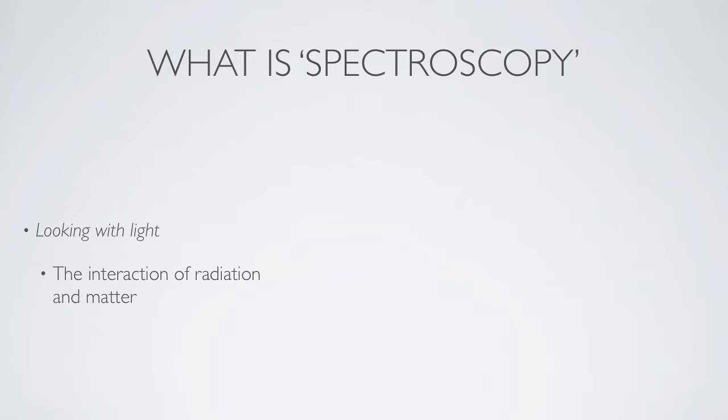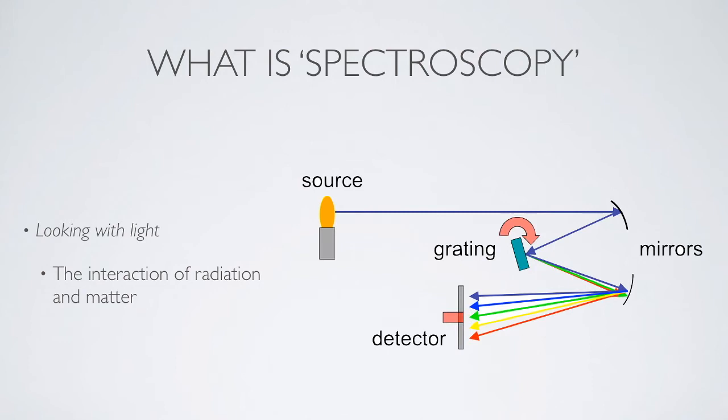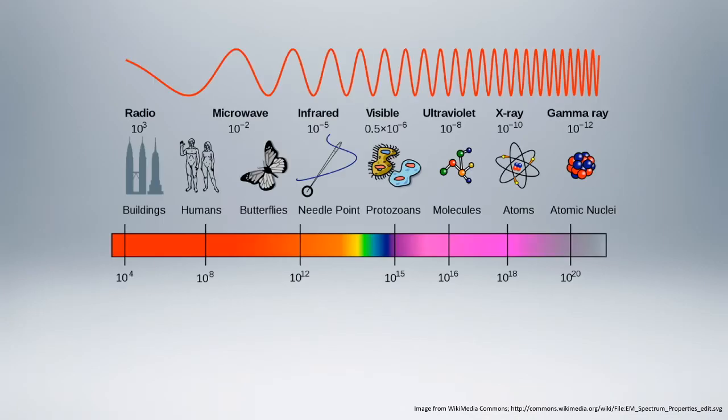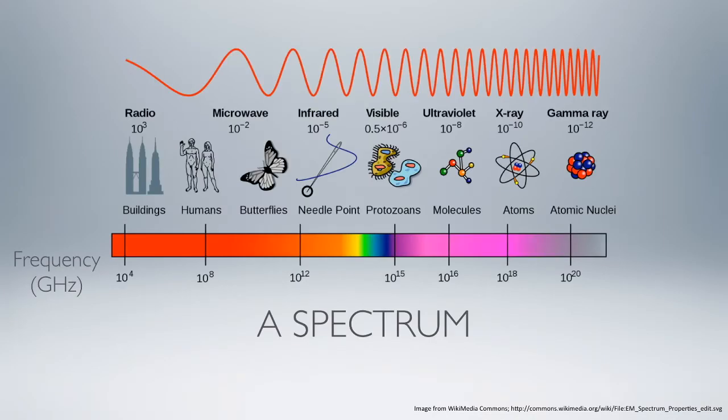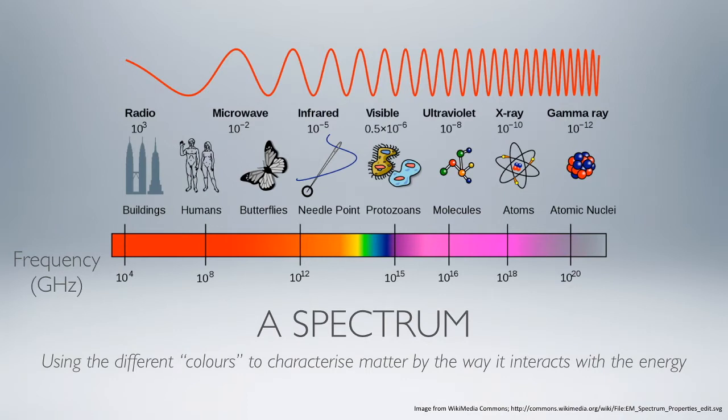It's the interaction of radiation and matter, and looking using a spectrometer, a sketch overview of which is shown here, using a spectrometer to analyse the content of our sample and what characteristics it might have. When we think of spectroscopy, we think of a spectrum, and the spectrum we're interested in is the electromagnetic spectrum. So this is the electromagnetic spectrum, and it's classifying the different colours, as we might think of them, to characterise matter in the way it interacts with that energy.